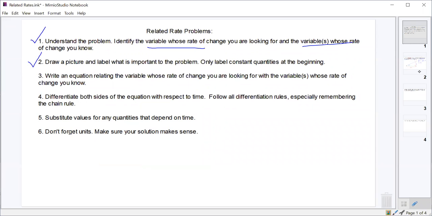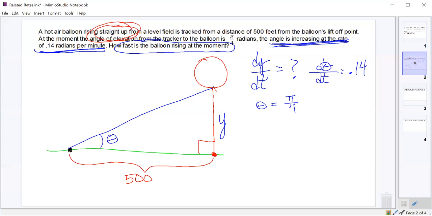We now need to write an equation. So you were saying that there was an equation, somehow relating theta and y and maybe the 500. What trig function gives us opposite over adjacent? Tangent. Yeah, so tangent theta is y over 500.